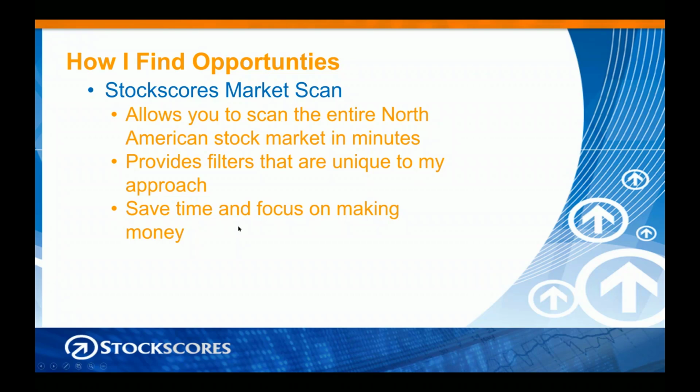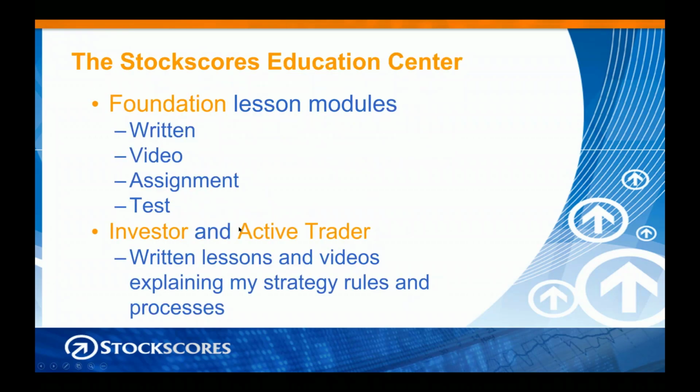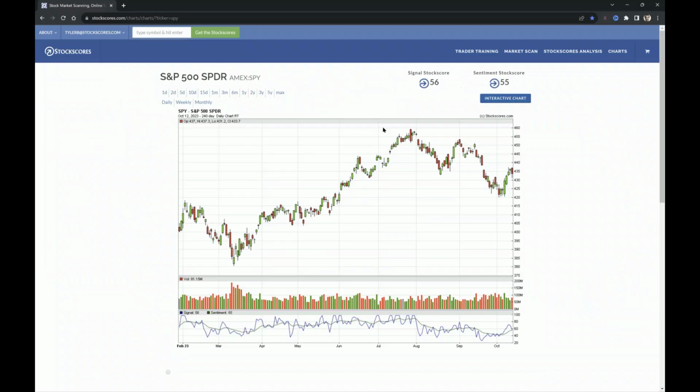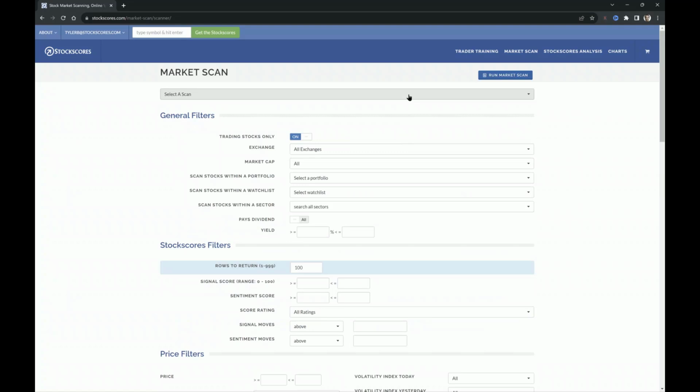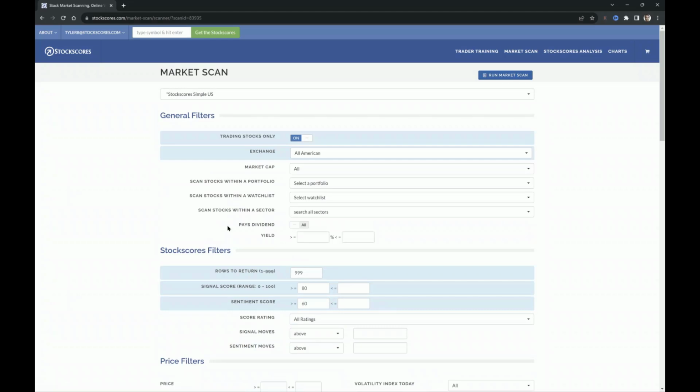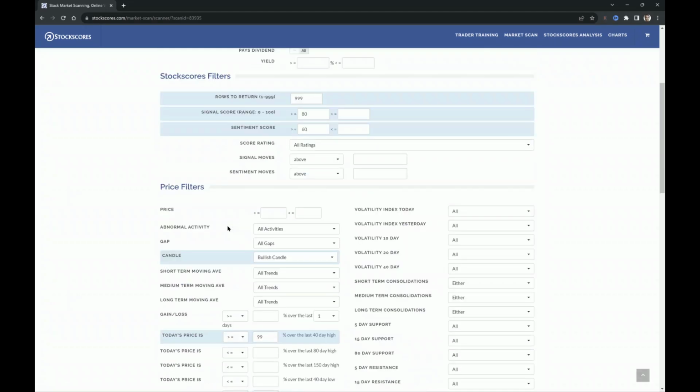All right, so let's jump into the Stockscores website now. So here is stockscores.com, and I'm going to go into the market scan, and I'm going to run my Stockscores simple scan. So you can see here on the list, I've got Stockscores simple for Canada and for the US. So we'll start with Stockscores simple US, and then I'm going to do a dividend scan for Canada. So simple US, I just click on that, and it brings up the scan with all the settings populated.